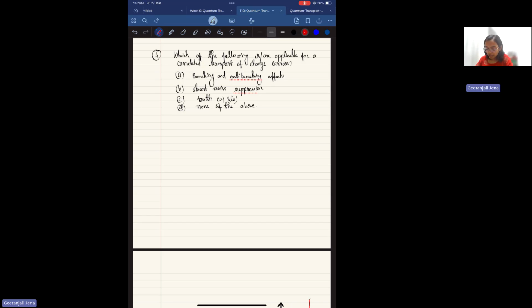This is also quite straightforward. The correlated transport can show shot noise suppression as well as bunching and anti-bunching. So that means option C is the correct option. Both shot noise suppression and bunching and anti-bunching effect we can see in the correlated transport.